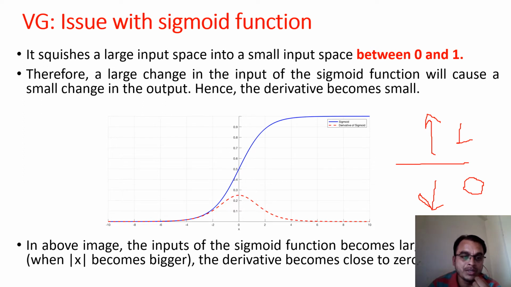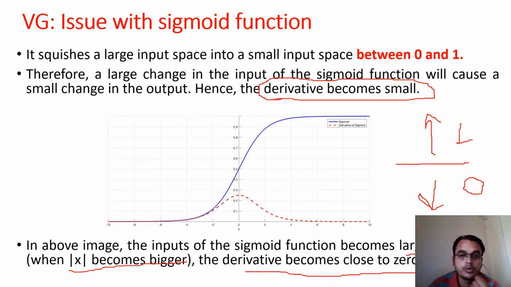It means I have values which are changing between 0 to 10,000, but using sigmoid we are mapping 0 to 10,000 so that it is converted to only between 0 and 1. Hence there is an issue: a large change in the input of the sigmoid function will cause only a small change in the output. Hence the derivative of the output will become very small. In the image above, if you look carefully, when the input to the sigmoid becomes larger or smaller, the derivative becomes closer to 0. This is an issue.